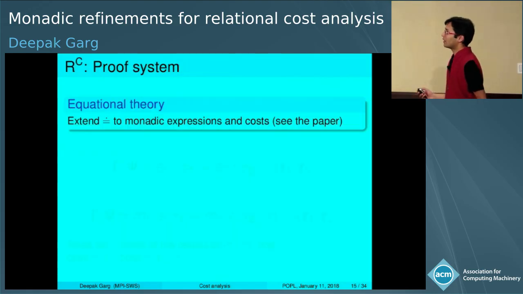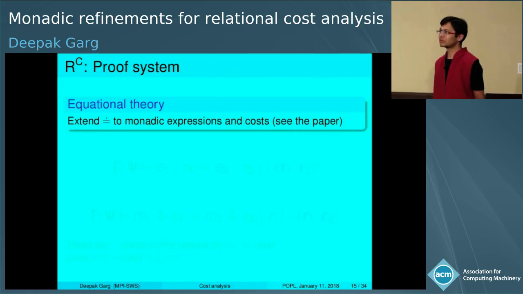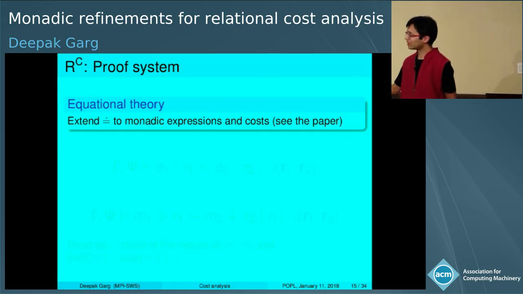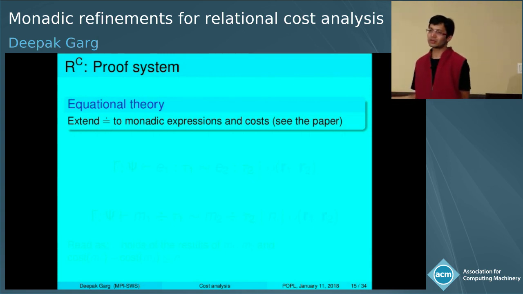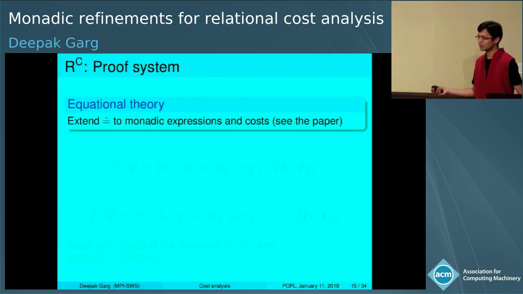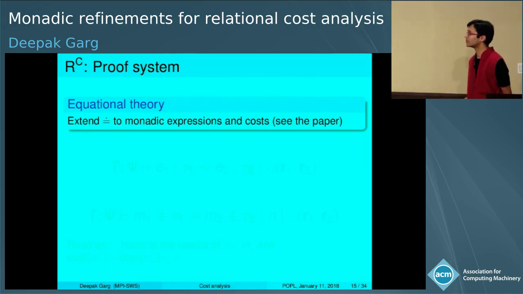Now let me tell you how the proof system for RC is actually built. There are 3 components to this proof system. The first component is the equational theory. This is really an extension to HOL. HOL talks of equations between or equality between expressions. We have to extend that equality to monadic expressions and costs. I'm not going to walk you through this, but the key idea here is that you want to equate two monadic expressions if they will produce the same results and they will have the same cost. The details I will defer to the paper.